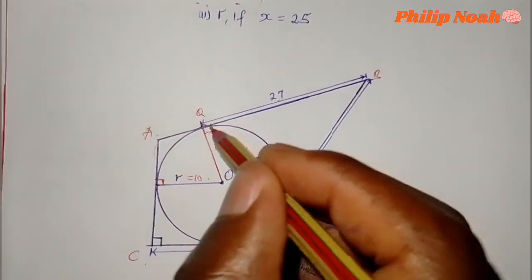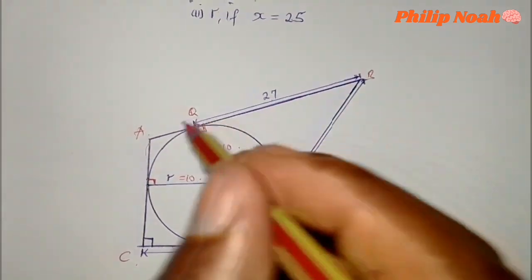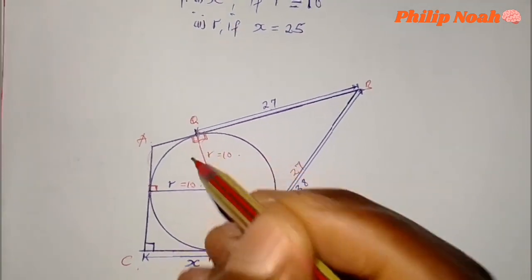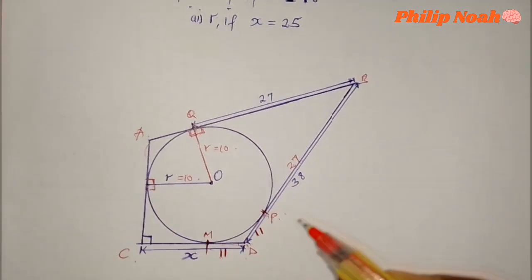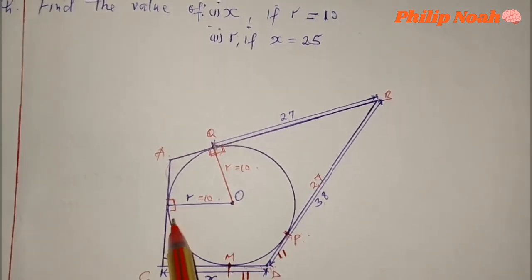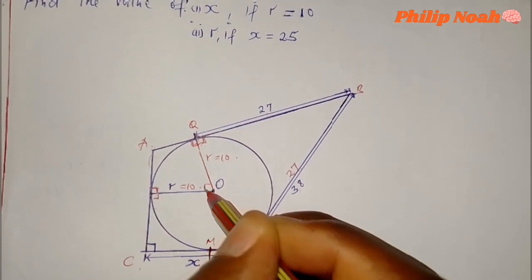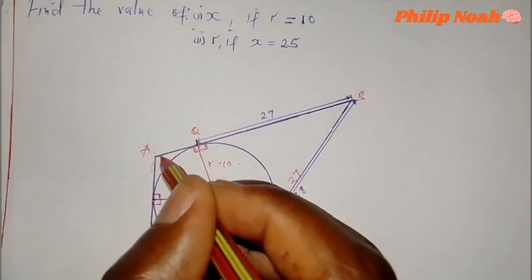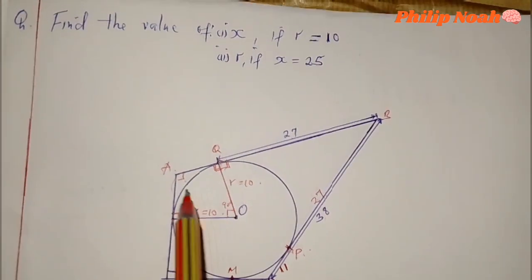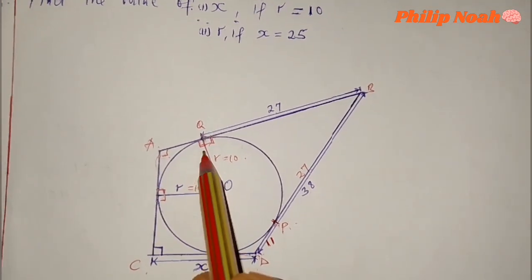Are we there? This radius meets this line QB at 90 degrees, meaning here is also 90 degrees, here is also 90 degrees. So if here is 90 and here is 90, it means that this angle here is also 90 degrees. So you can confidently say that this is a square.